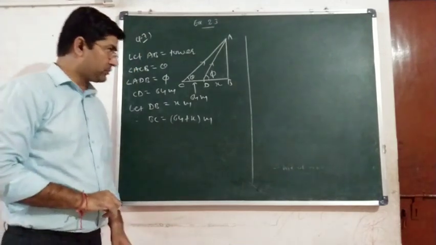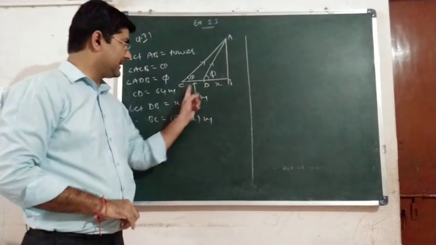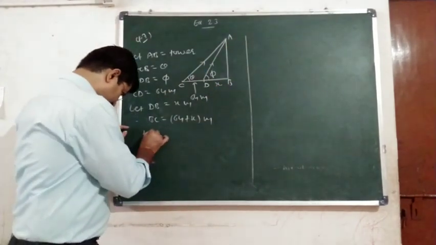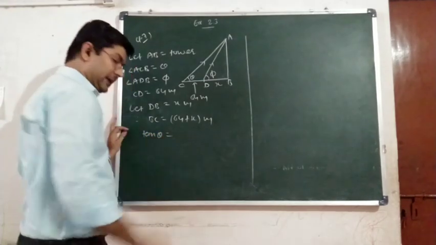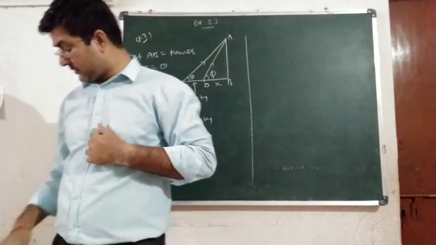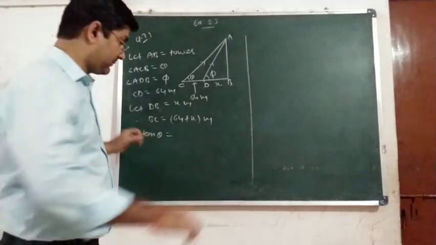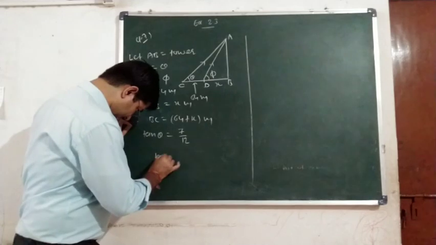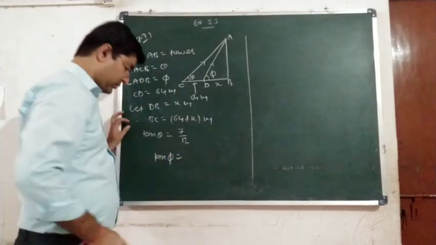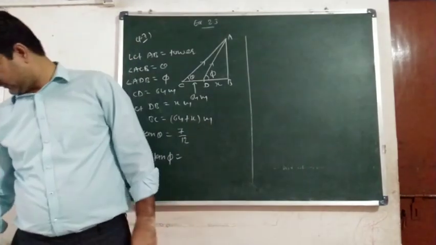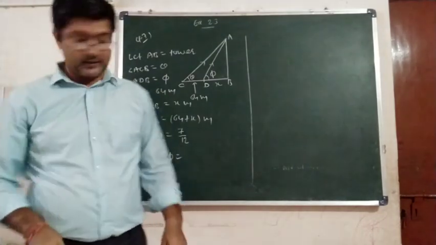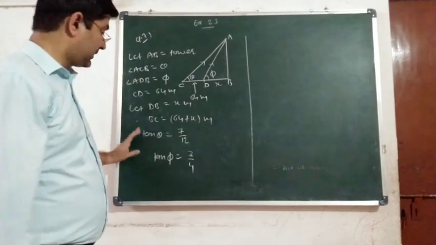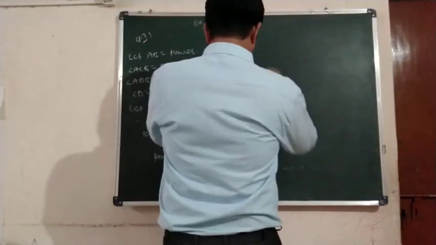Clear? Now we have two triangles, triangle ABC and triangle ABD. One by one we will take them. One more thing here, tan theta and tan phi, two values are given in the question. Tan theta is 7 by 12 and tan phi is also given, that is 3 upon 4. So one by one both the ratios we have to use, tan theta and tan phi.